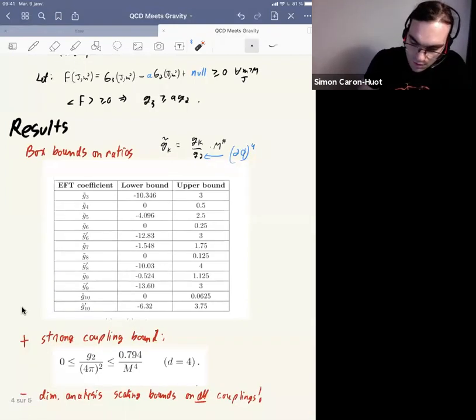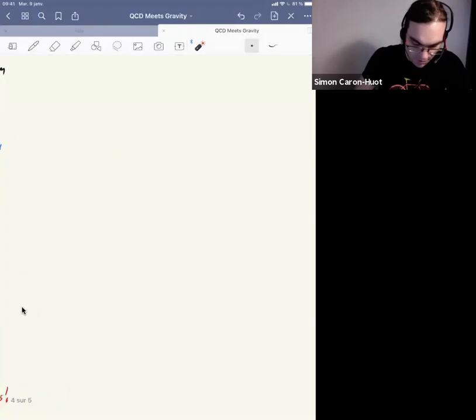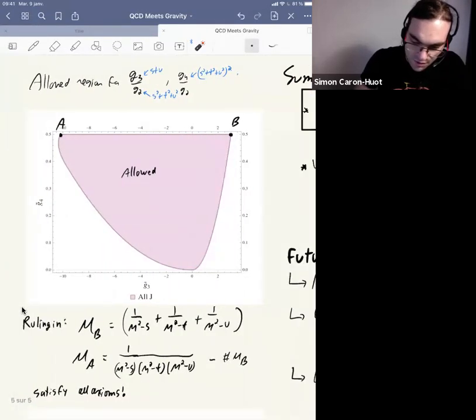And that's the result. I'm just going to sketch a few plots. I'm finishing. So you can do more things. You can look at correlated exclusion plots of the ratio of G3 and G4 over G2. And you get things like that. So there's some allowed region. There's two little kinks.